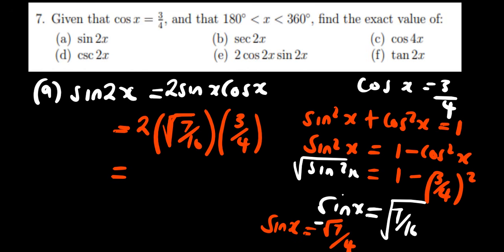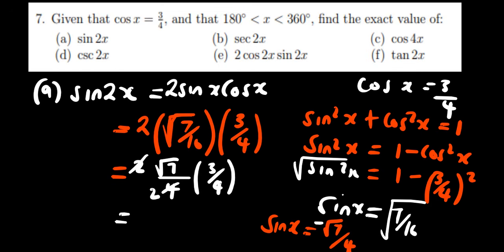This will be a negative because in that region sine is negative. Okay, so what do we now do? We are going to have 2 root 7 over 4 multiplied by 3 over 4. Okay, 2 and 2 can divide, that will give me a 2.